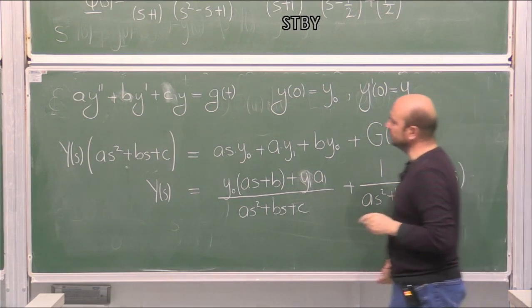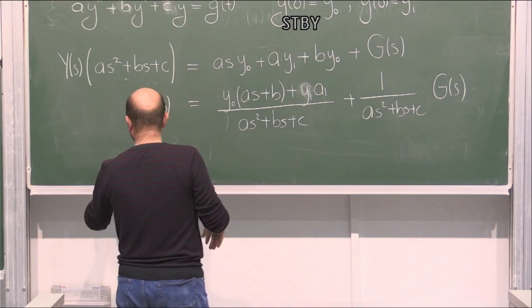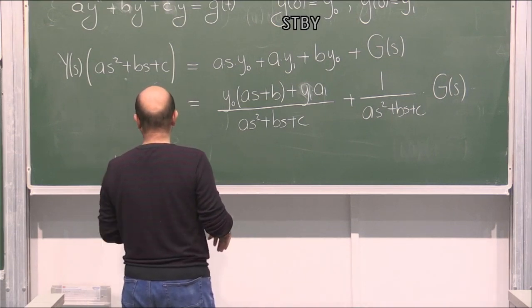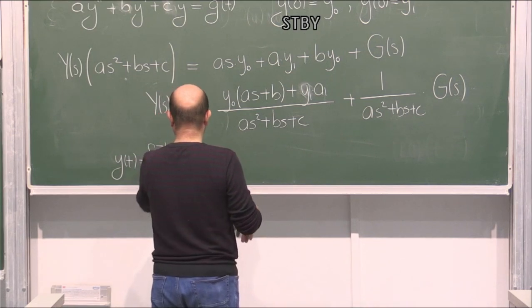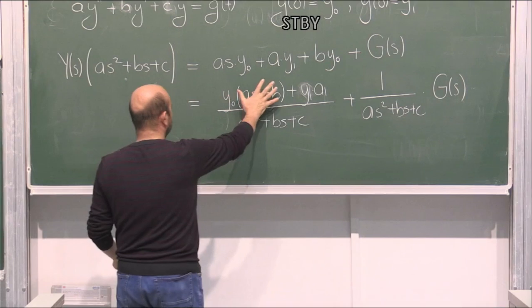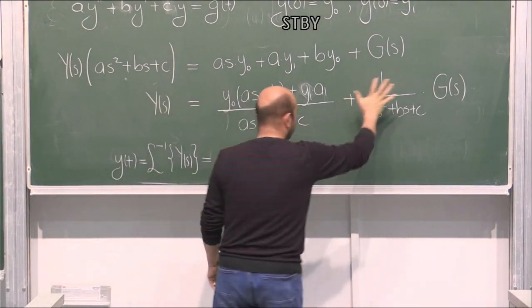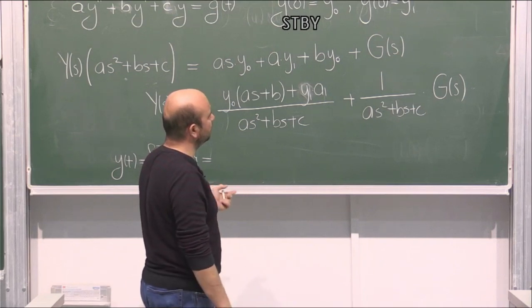So then after this, what do we do? We apply the inverse Laplace, and so we get y of t, which is the inverse of this capital Y. We will take the inverse Laplace of this, and we will take the inverse Laplace of this one. So then we will get two functions.